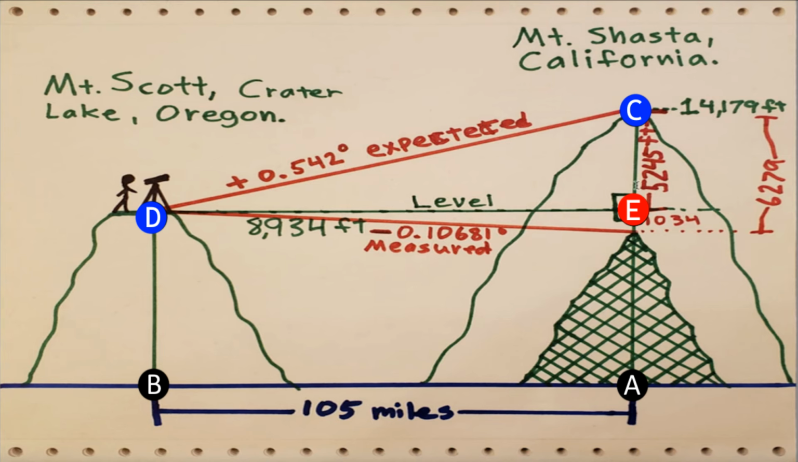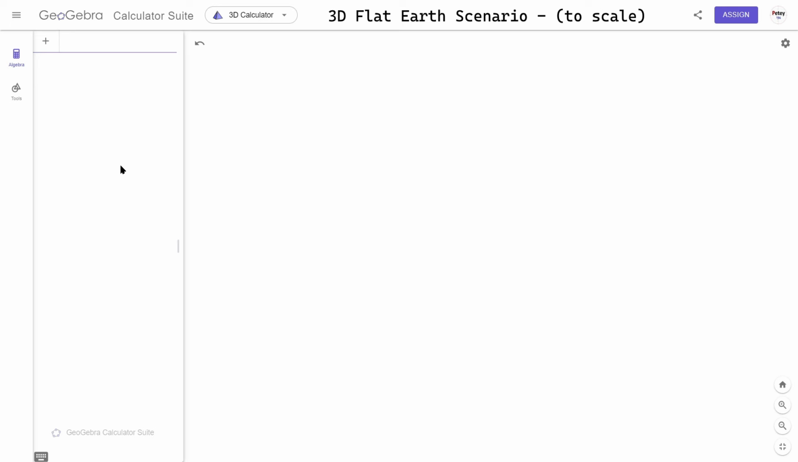So let's test this out by writing something to scale in 3D for both flat and globe scenarios, and I'll try and explain what each line does as we go. So let's start off by defining three variables for the flat Earth scenario. There'll be M, Shasta, and Scott. M will be the number of feet in a mile. Shasta will be the height of the mountain, and so will Scott.